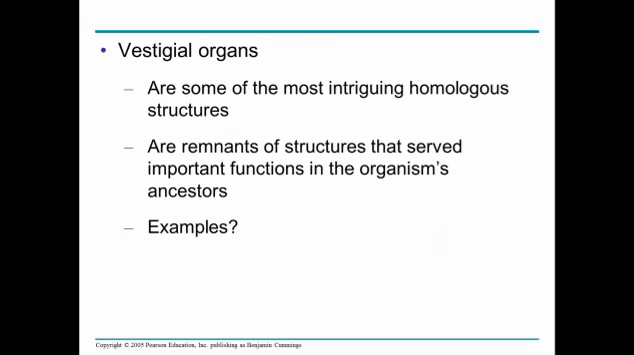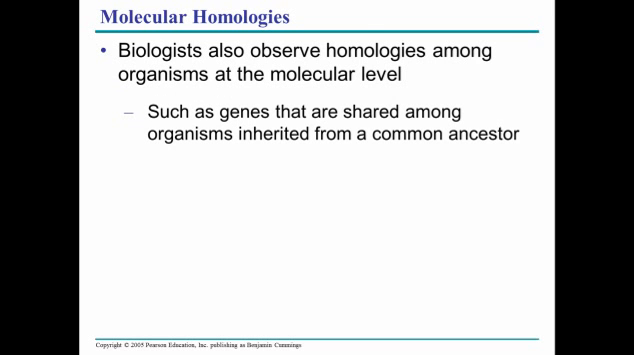There are also vestigial organs, which are remnant structures that served important functions in ancestors, such as the human tailbone, or wisdom teeth, which we then lose, are considered vestigial organs. You might also consider feet in a snake. Underneath a snake's skin there are bones for feet, or a whale has a pelvic girdle from when it used to be on land. Those are vestigial structures.